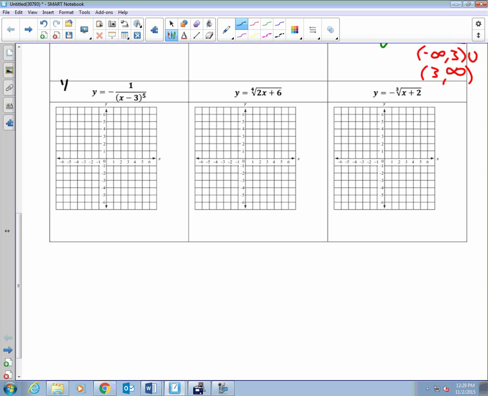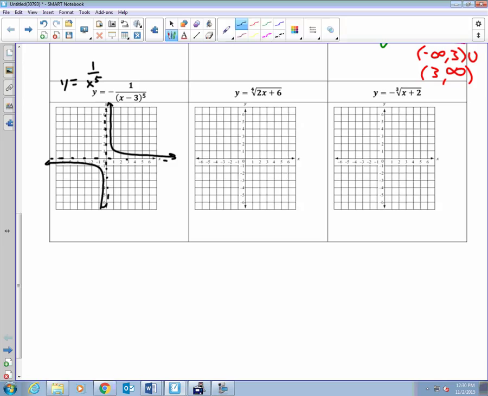So I will sketch the parent function y equals 1 over x to the 5th. The parent function just looks like this. Looks just like 1 over x. It's like, well, how can it look the same? It doesn't. It's a little bit more stretched, but that's okay. We'll just draw it the best that we can.